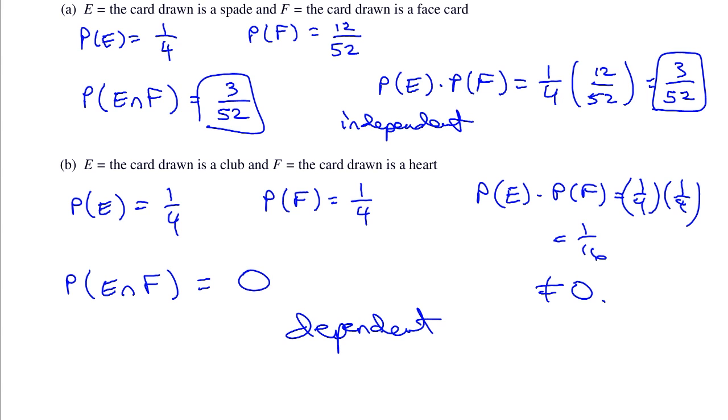If I draw a card from a standard deck of 52 cards, and I say it's a heart, what's the probability that it's a club? 0, because it's a heart. It's not a club.